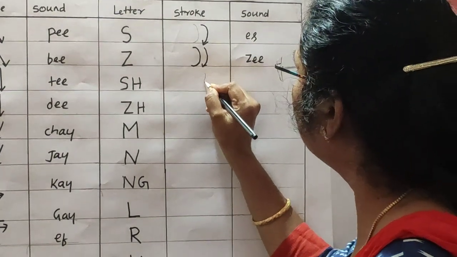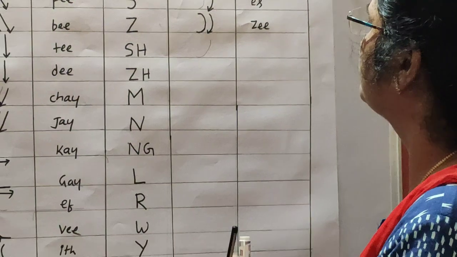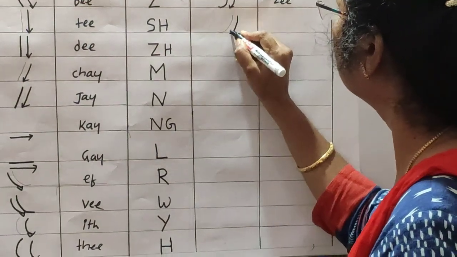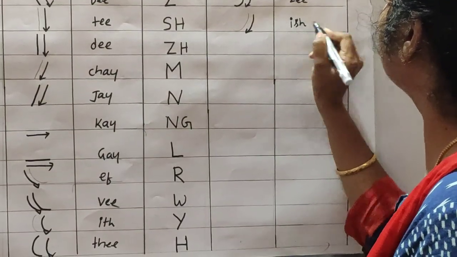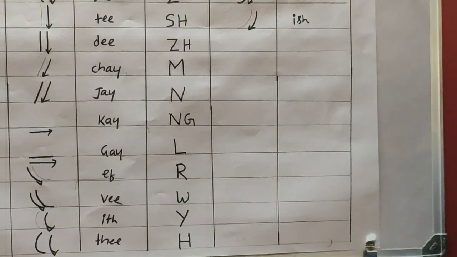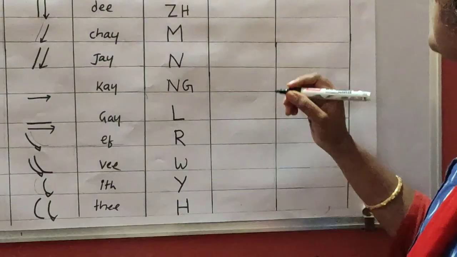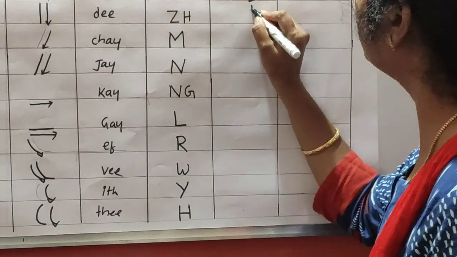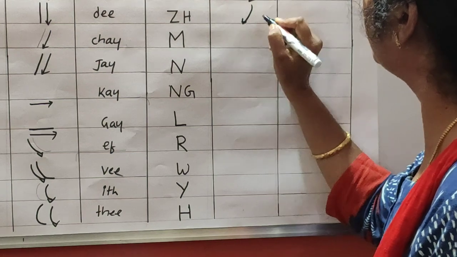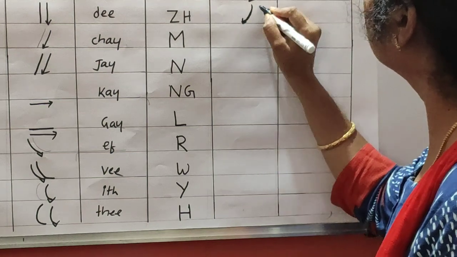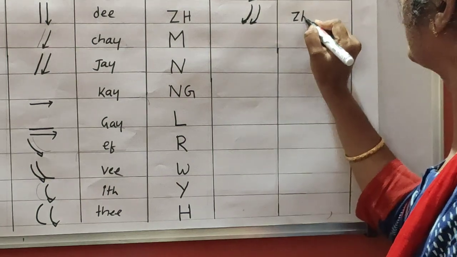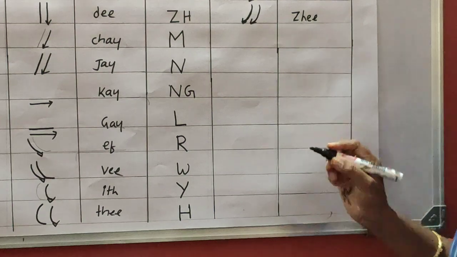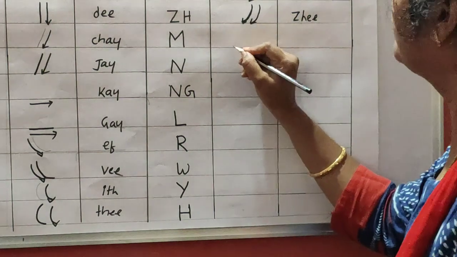Upward to downward direction. It sounds as ish, as we use this in she. The next letter is ZH. It is a dark curve upward to downward direction. It sounds as zh. The next letter is M.